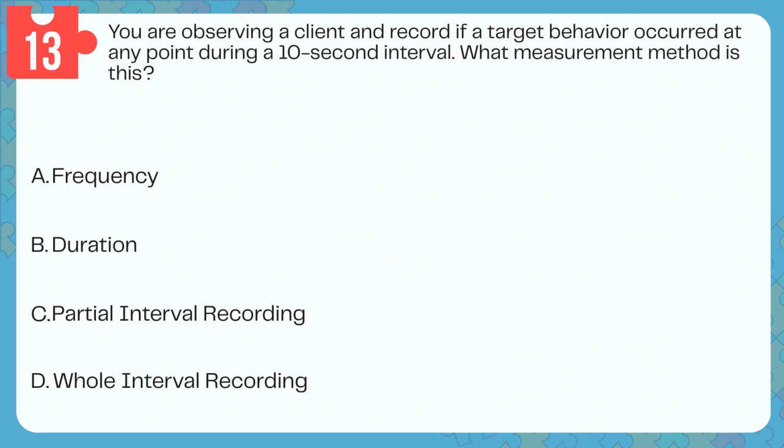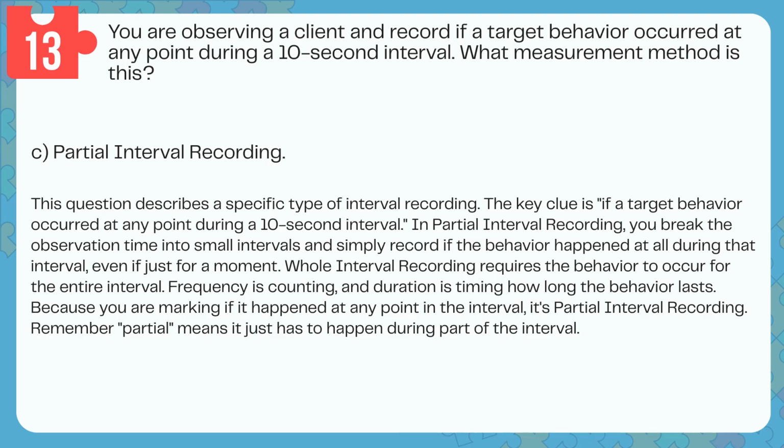Question 13. You are observing a client and record if a target behavior occurred at any point during a 10-second interval. What measurement method is this? A. Frequency. B. Duration. C. Partial interval recording. D. Whole interval recording. Answer: C. Partial interval recording.